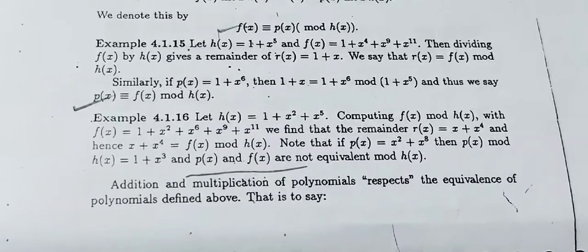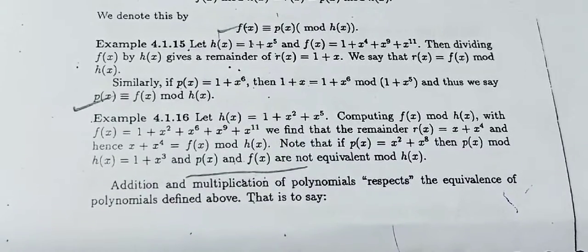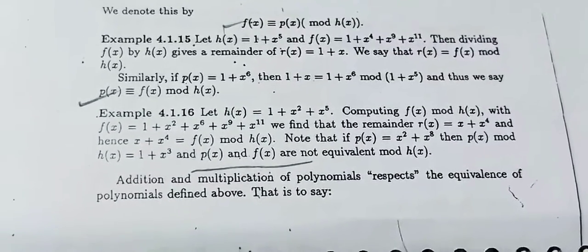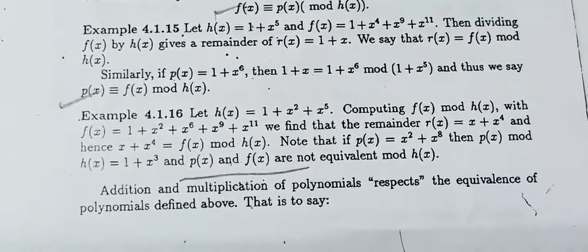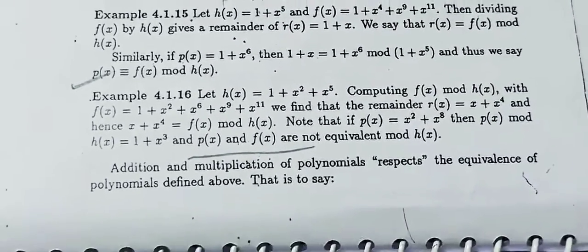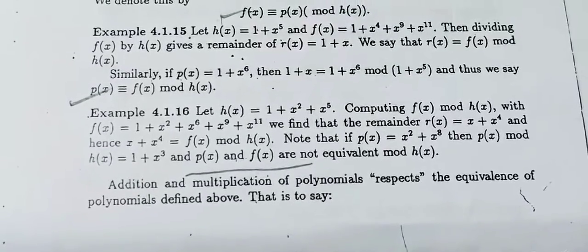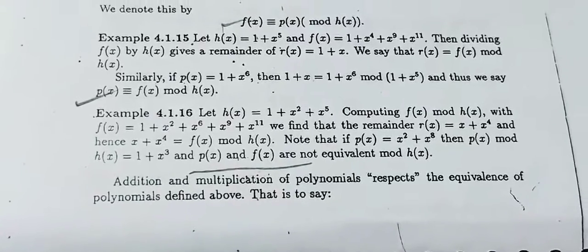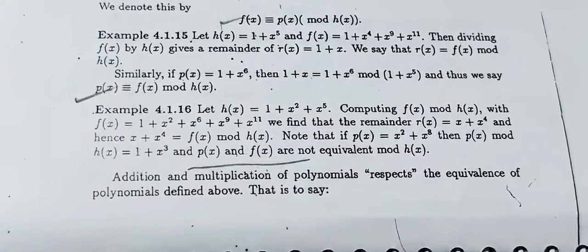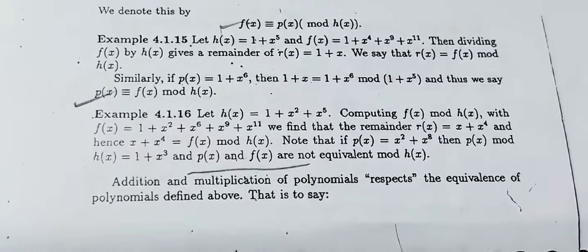Another example. f of x is the polynomial 1 plus x squared plus x raised to 6, x raised to 9, x raised to 11, which is divided by h of x. We get the remainder. r of x is equal to what? x plus x raised to 4. And p of x is equal to x cubed plus x raised to 8, which is divided by h of x. We get another remainder. Okay. So what will you say? f of x and p of x are not equivalent mod h of x.